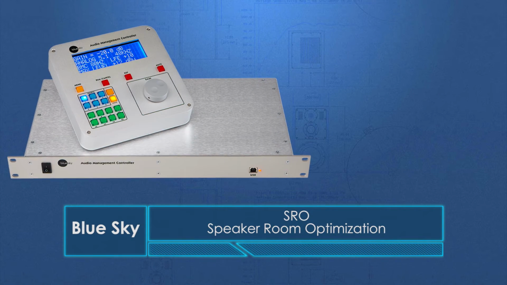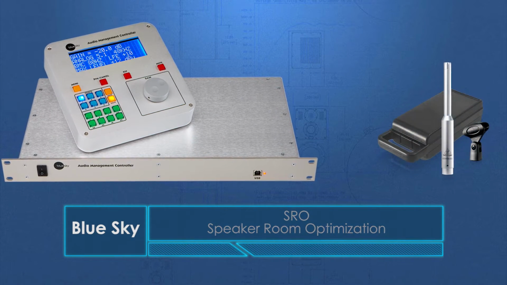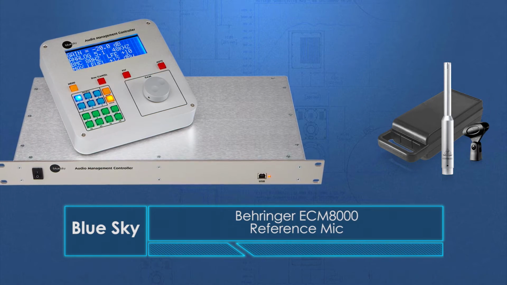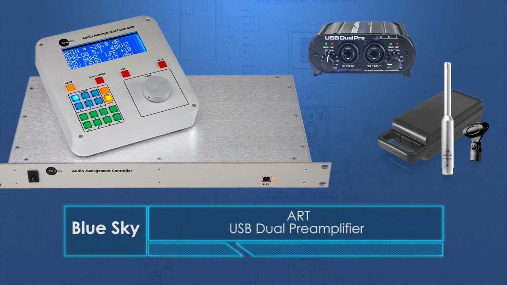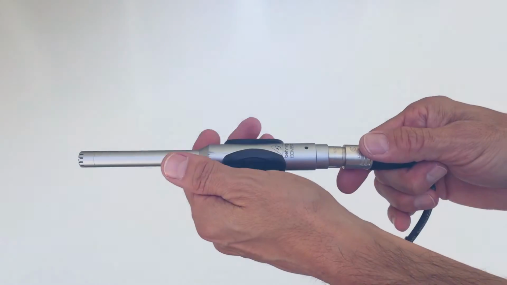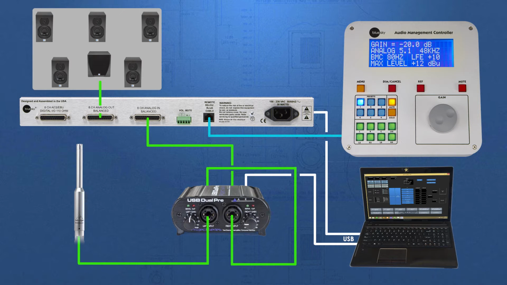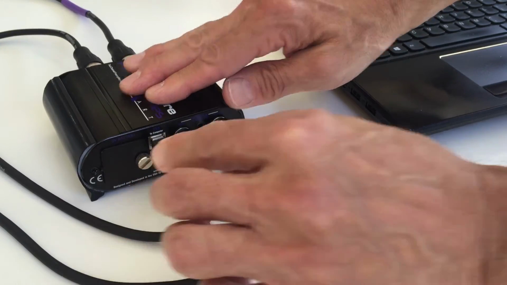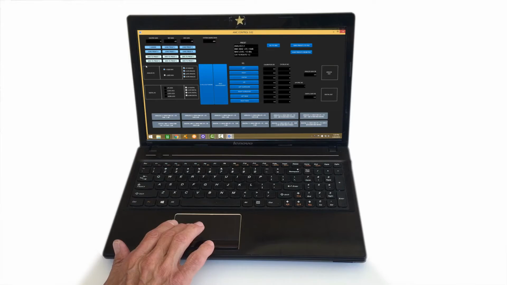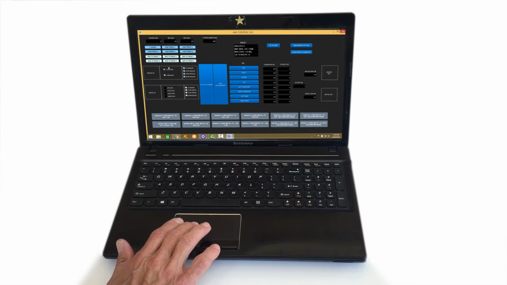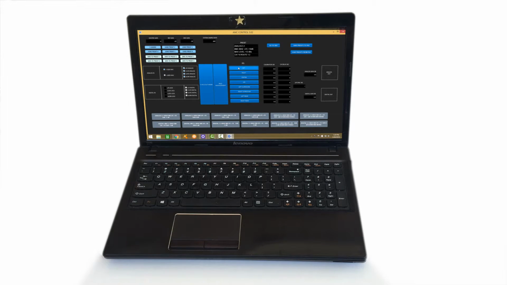Let's take a look at the SRO feature. In addition, you need a Behringer ECM 8000 reference mic and the ART USB dual preamplifier. Plug the mic into the preamp. The preamp output connects to the AMC 8-channel analog input and to the computer via USB. The control software is both Windows and Mac and connects through the USB port.